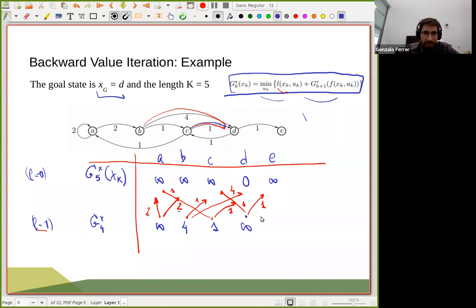So, okay, and what about E? E is not connected anywhere. Nothing we can do. It's just going to be that. Okay, I'm going to go a little faster now, but you see the idea. So now we get into the next iteration, and the length is going to be 2.